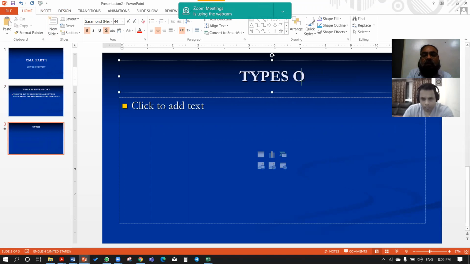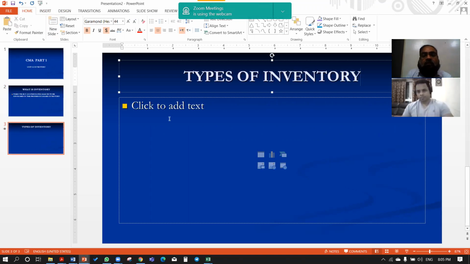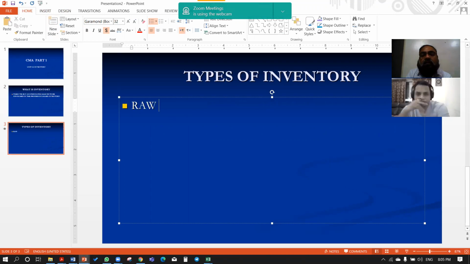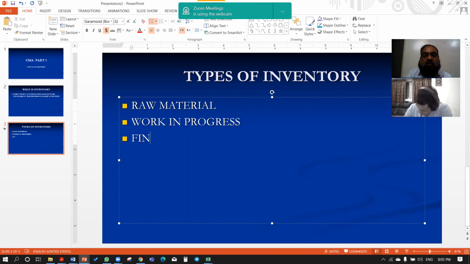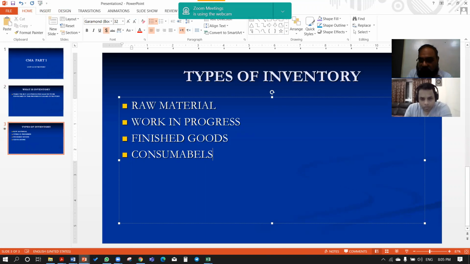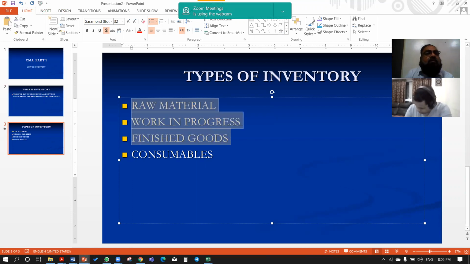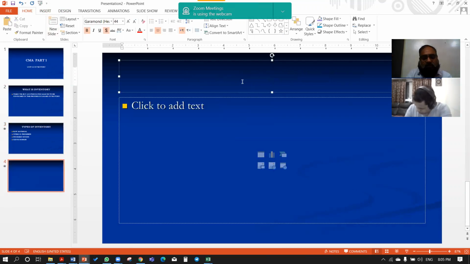Next, types of inventory. What are the different types of inventory? There's finished goods, raw material, and work in progress. Any other inventory? Consumables, stationery, somewhat. But the main three types of inventories are raw material, work in progress, and finished goods inventory.